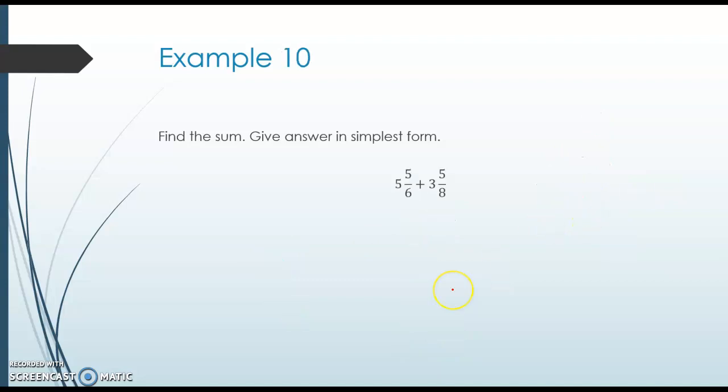Now here we have different denominators, so we have to find that LCD. So our LCD for 6 and 8, I know that 6 can multiply to 24. I also know that 8 times 3 is 24. So we're going to go with 24 as our LCD. If you need to list them out to get to that LCD, that's fine. It is going to be easier for you the faster you can find that mentally.